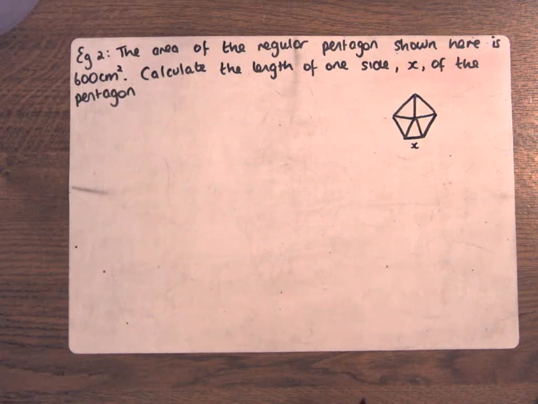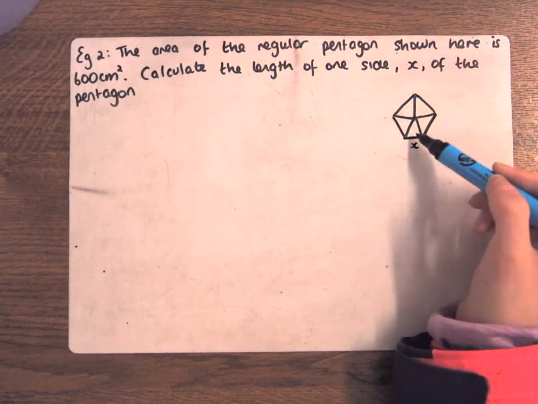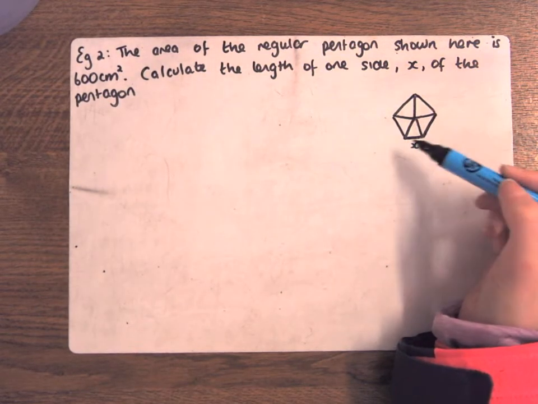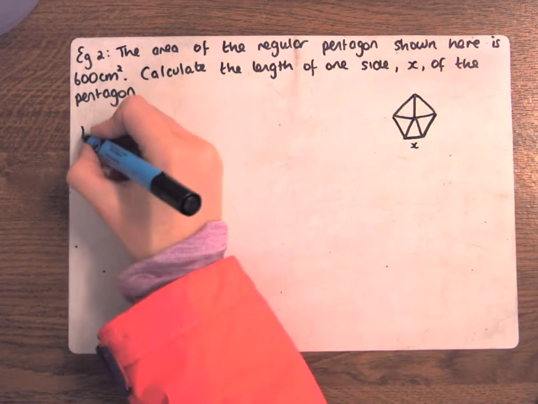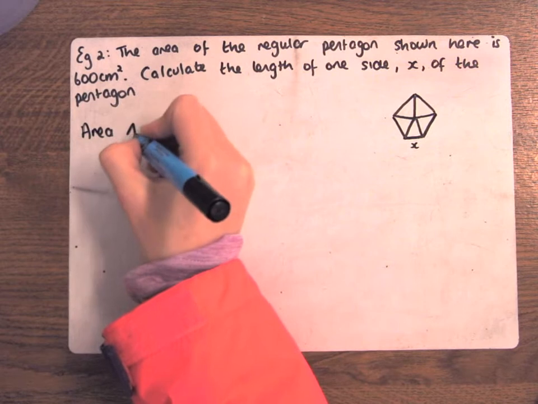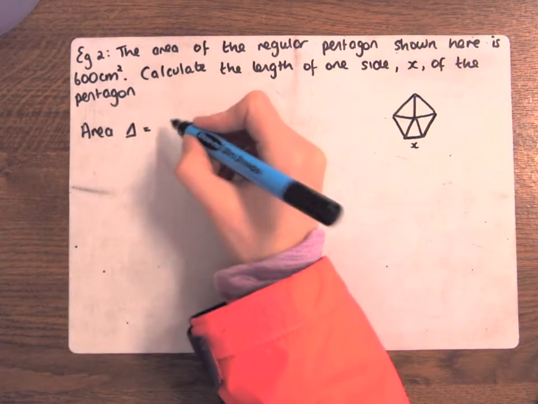Okay, the area of a regular pentagon is 600. Calculate the length of one side x of the pentagon. So we know a pentagon is 5 of these base triangles, and those base triangles are all the same. So what would the area of one of the triangles be? 600 divided by 5. Lovely.